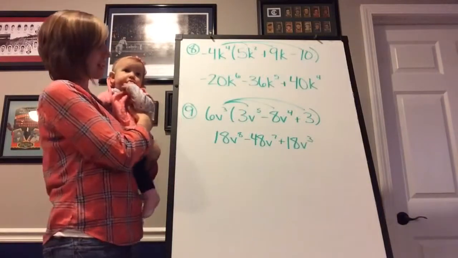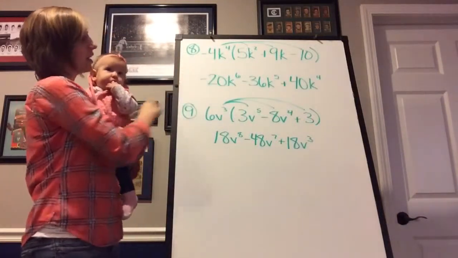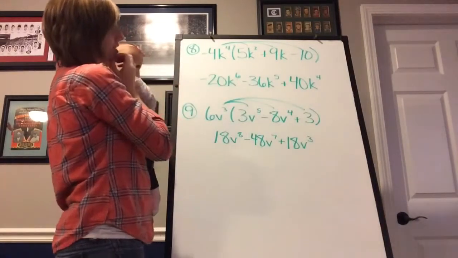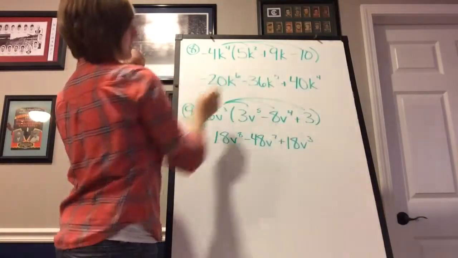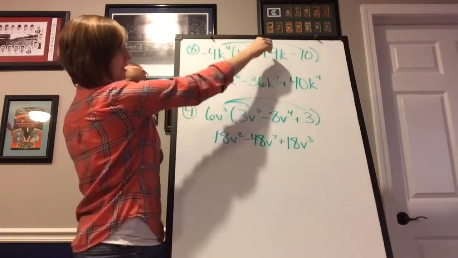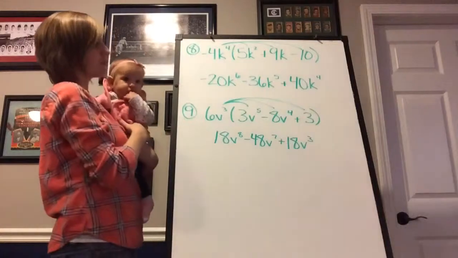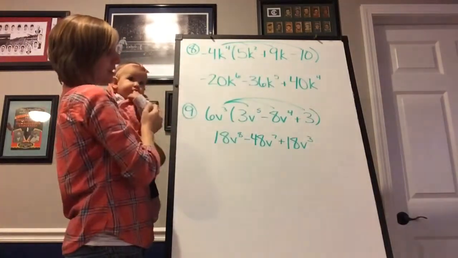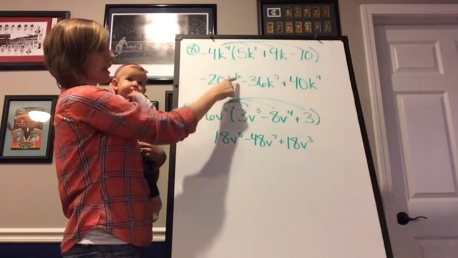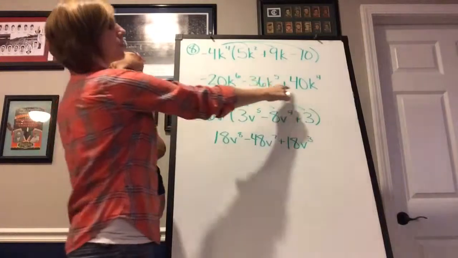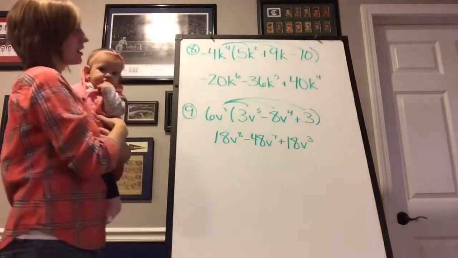For problems 8 and 9, let's look at number 8. We have negative 4k to the 4th, and we're multiplying that by 5k squared plus 9k minus 10. So I used the distributive property to make sure I multiplied each term by the negative 4k to the 4th. So I multiplied the front numbers, added the exponents. That means I got negative 20k to the 6th minus 36k to the 5th plus 40k to the 4th.